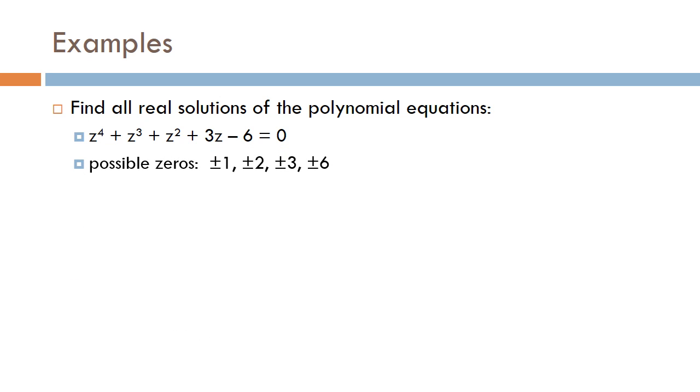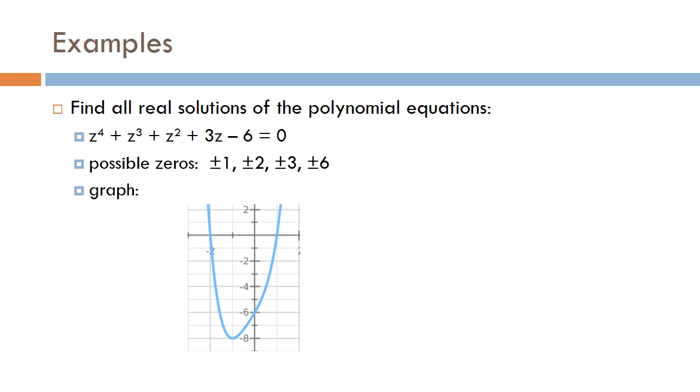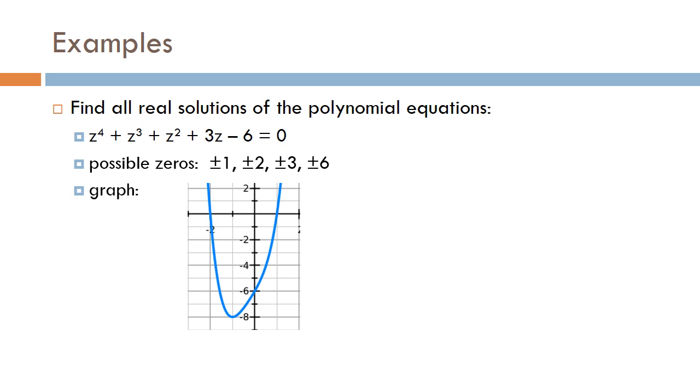Okay, our possible zeros are 1, 2, 3, and 6, the positive and negative of all four of those. We get that from taking the factors of 6 and putting them over the factors of 1. When we graph, we can see that negative 2 and 1 would appear to be the real zeros of this polynomial equation, meaning that the two remaining zeros would be imaginary.